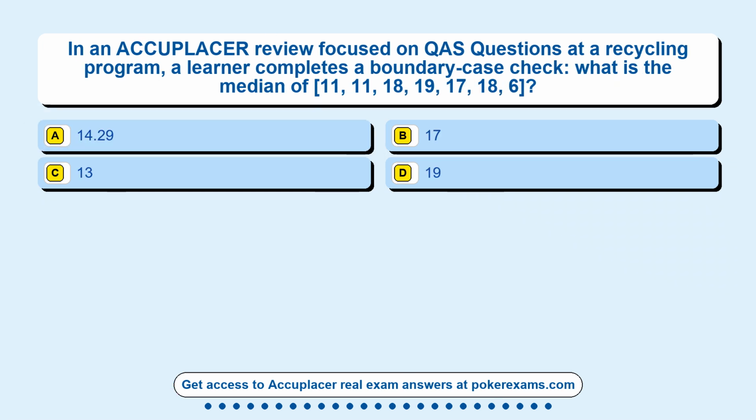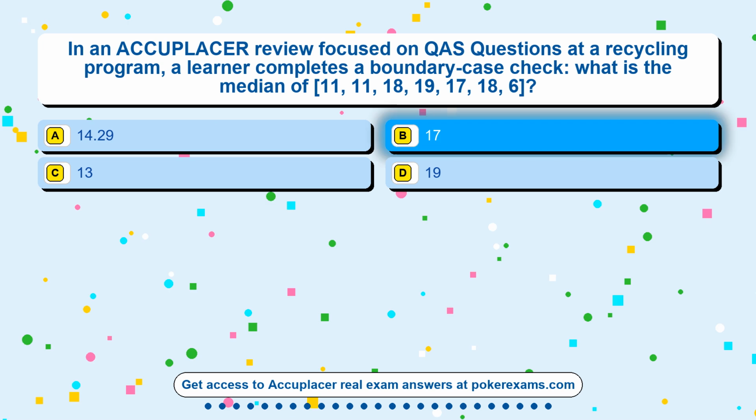Question 14. In an ACCUPLACER review focused on QAS questions at a recycling program, a learner completes a boundary-case check. What is the median of 11, 11, 18, 19, 17, 18, 6? Option A, 14.29. Option B, 17. Option C, 13. Option D, 19. The correct answer is option B, 17.